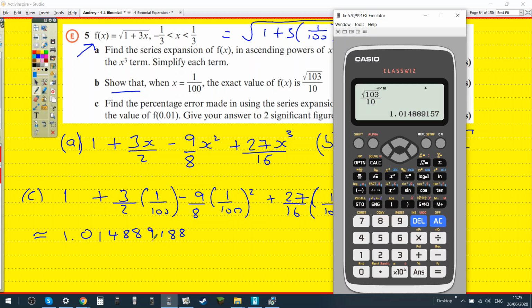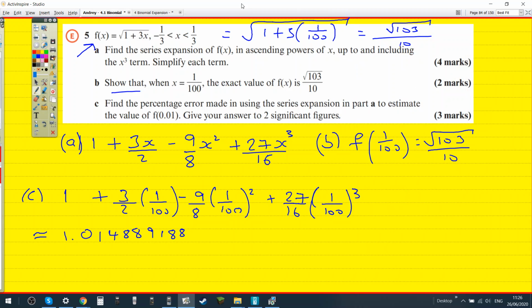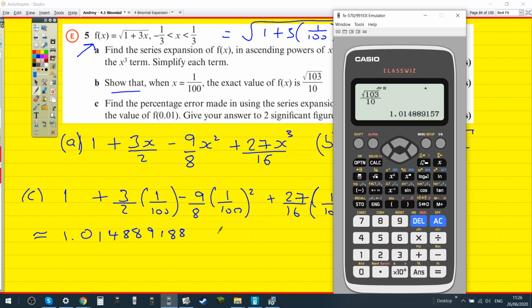So what is the error? How do we get the error? Do I just do the 188 minus 157? Or actually, do I just need to do 1.01488988 minus root 103 over 10? Yeah. Okay.